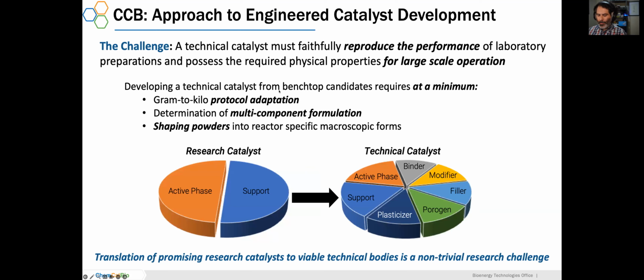Okay, to close us out here, I won't belabor this point. I think the last two speakers have done a really good job impressing upon you the challenges associated with going from your simple traditional research catalyst, where you just have an active phase and a support, to this more complex mixture that is required to have a lot of different components to meet those mechanical and structural requirements. So this is a research area in its own right, and obviously something that is extremely important to focus on should you be targeting commercialization of a process.